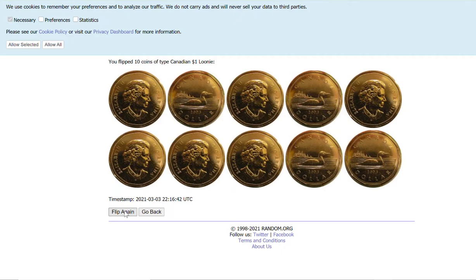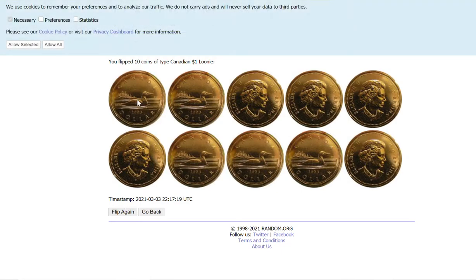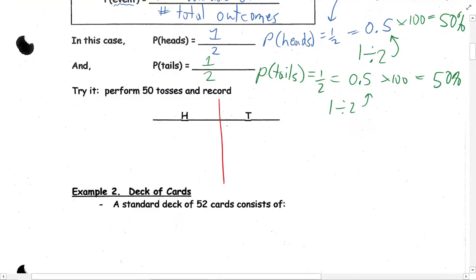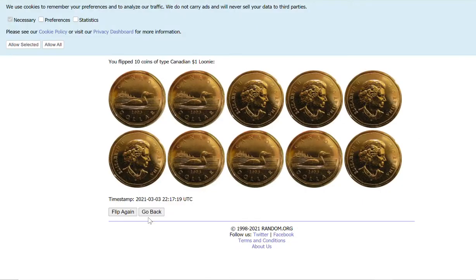So here we go, we flipped it. And so we have tails, 1, 2, 3, 4. We have 4 tails. So I'm going to fill that into my chart. 4 tails. And then for the heads, there will be then 6. Okay. So I'll go back and I'll flip it again. So that's once. Flip it again.